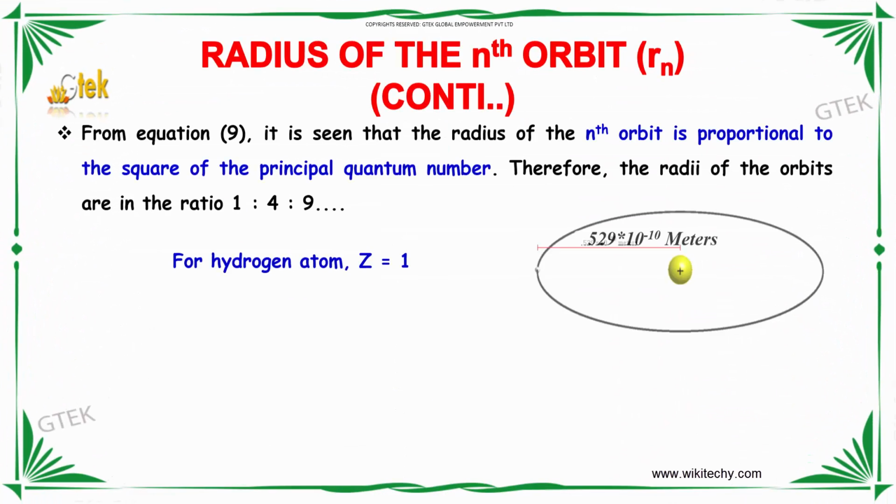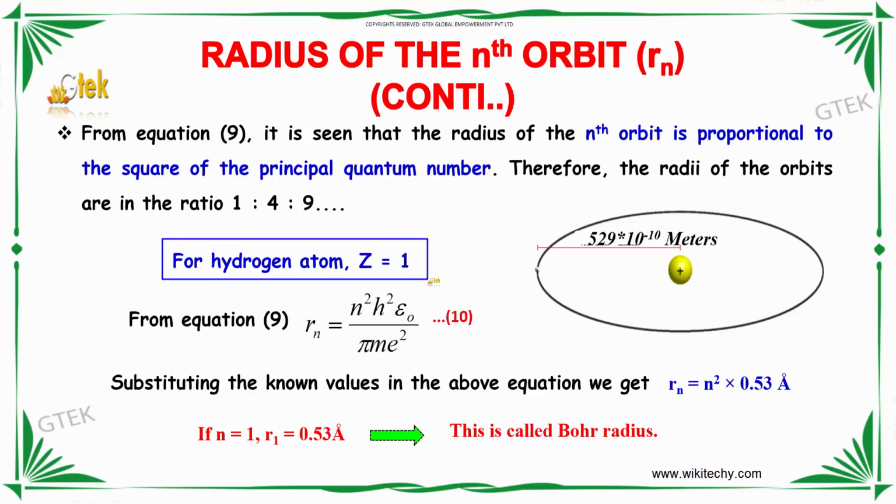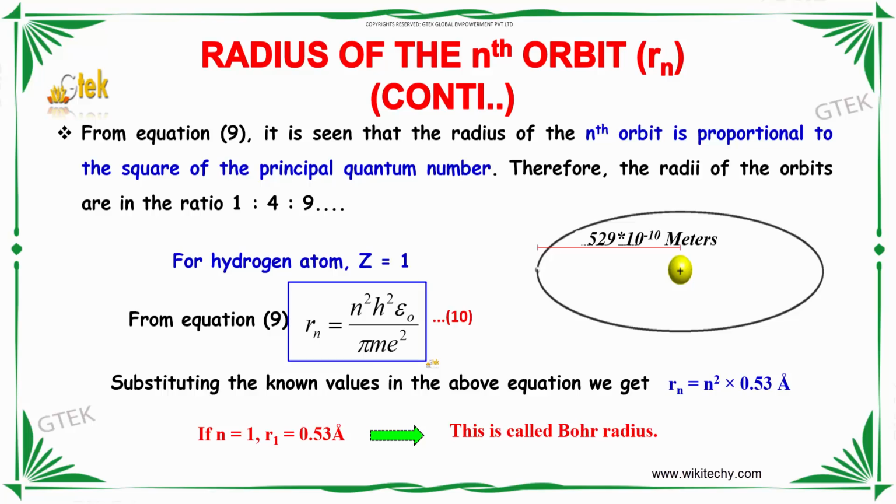So from equation 9, it is seen that the radius of the nth orbit is proportional to the square of the quantum number. Therefore, the radii of the orbits are in the ratio 1:4:9. For the hydrogen atom, the atomic number is 1, and from equation 9 we got Rn equal to n square h square epsilon naught by pi m e square. Substituting the known values in the above equation, we get Rn equal to n square into 0.53 Angstrom. If n is equal to 1, the value is R1 equal to 0.53 Angstrom. This is called the Bohr radius.